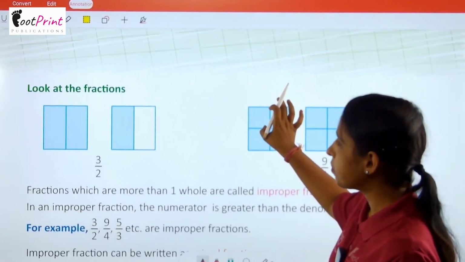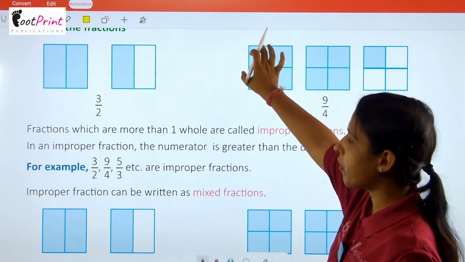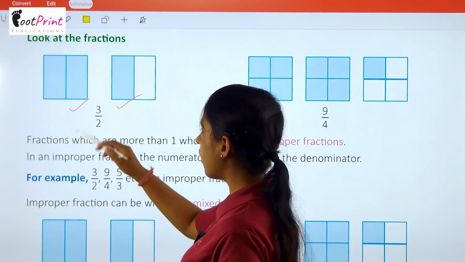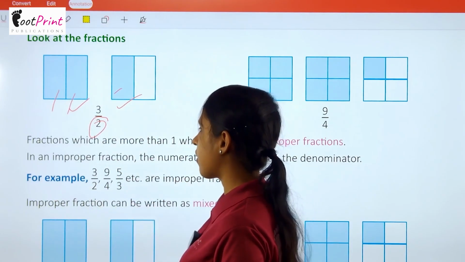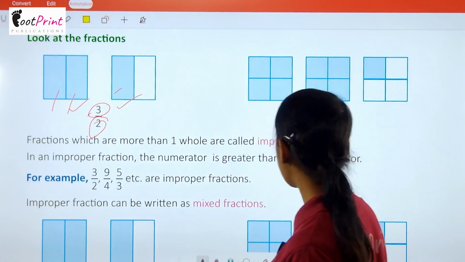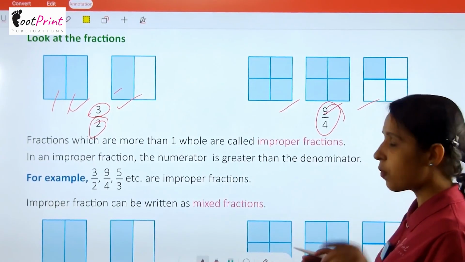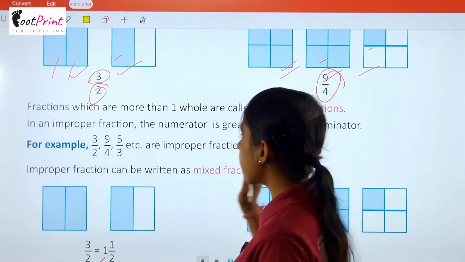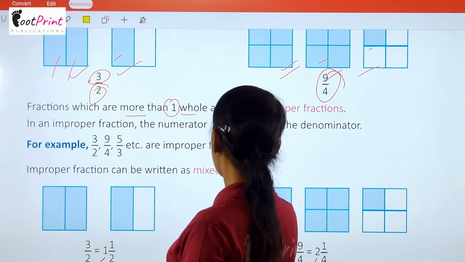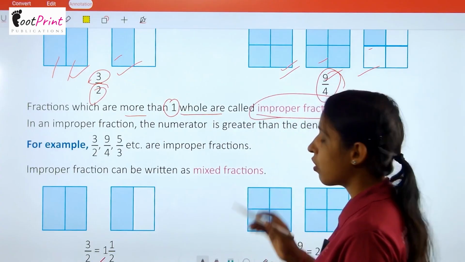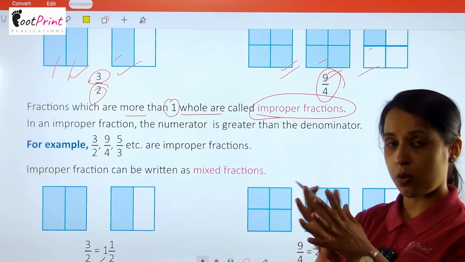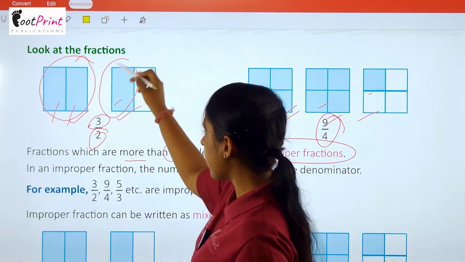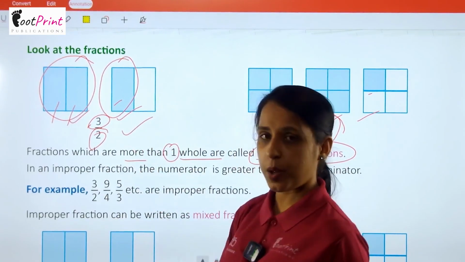Now look at the fractions. Some more fractions are given here. We can see that 2 figures are given. So 2 and 3 parts are shaded. That will become 3/2. Here we have 4 parts in each. Okay, and now we have 9 parts shaded. Fraction which are more than 1 whole number are called improper fraction. So ऐसे fraction जो क्या है 1 whole से भी ज़्यादा होते हैं. यहाँ पे ये पूरा 1 whole हो गया, इससे ज़्यादा भी है. It means ये क्या है improper fraction.